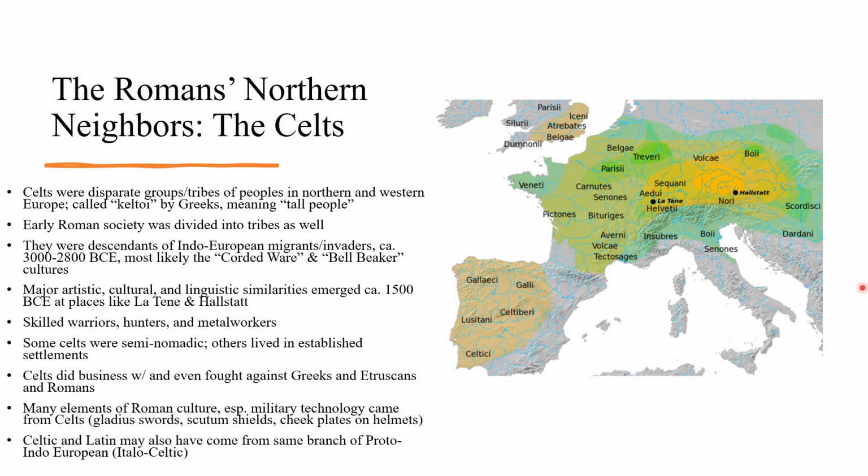We will say, though, scholars consider the Celts as a single group, even if they were disparate tribes, because that was how ancient peoples viewed them. The Greeks viewed the Celts as a single people, calling them the Keltoi, which means the tall people or the tall ones. And there's also major artistic, cultural, and linguistic similarities between the various Celtic tribes.